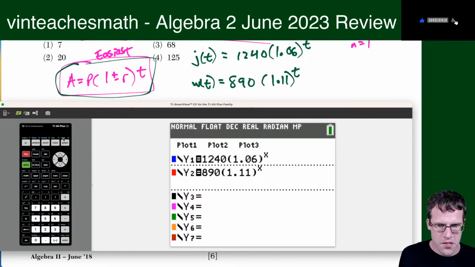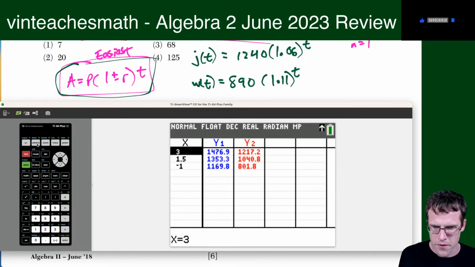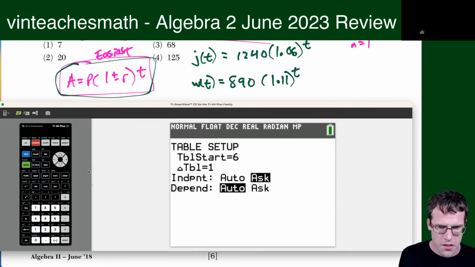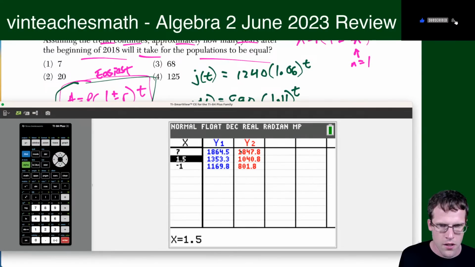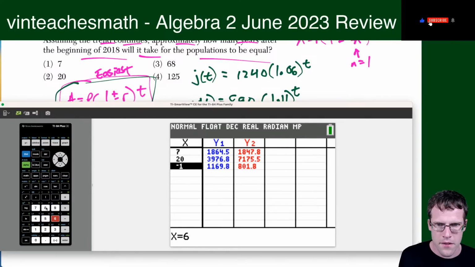All right, now remember, this is in independent mode. If you missed this part of the video, press second window, switch independent from its preset on auto. You could set it to ask. Okay, and now second graph, you go to the table and start typing in values like 7, and you're like, oh, they don't match. 20, you're like, oh, they don't match. 68.